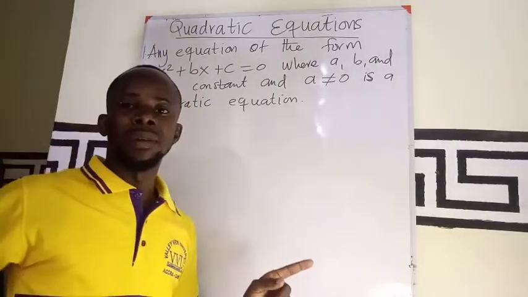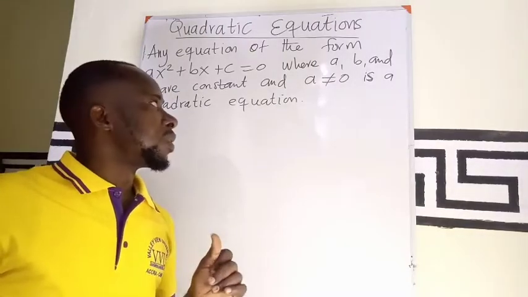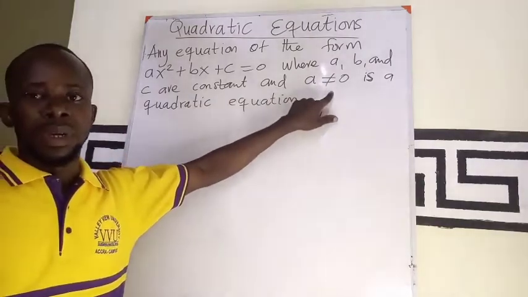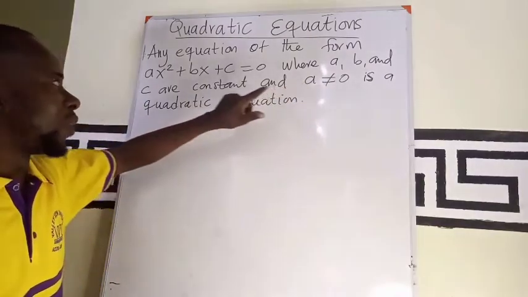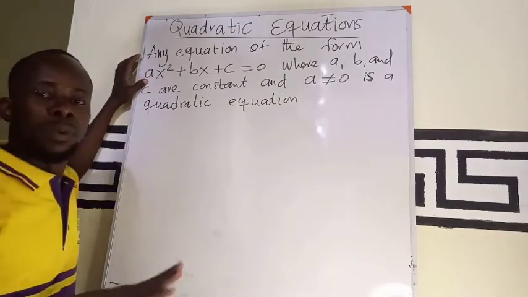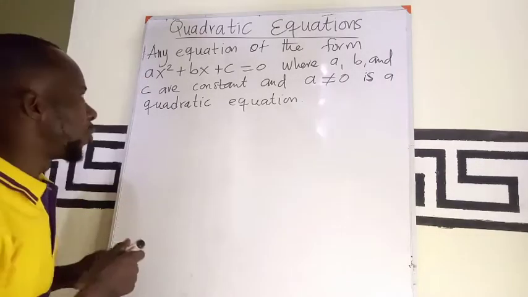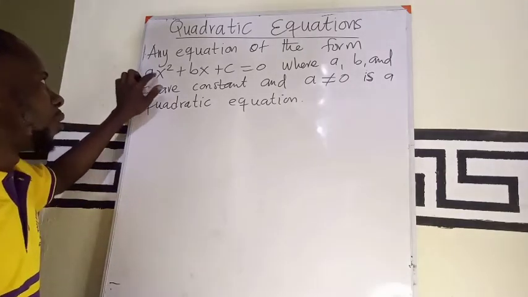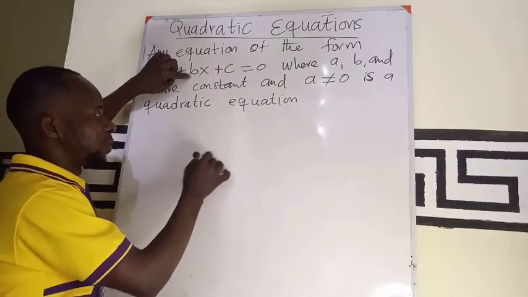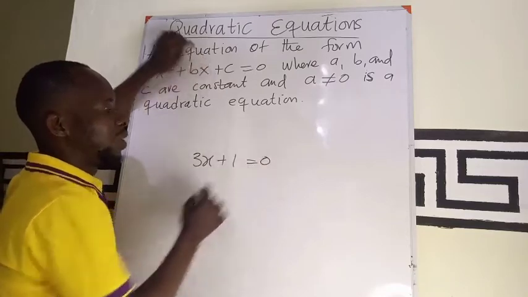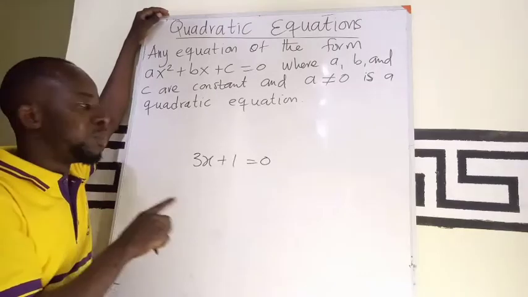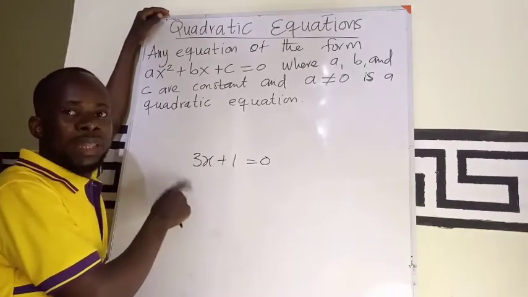plus bx plus c equals 0. So if you have any equation whereby the a is not equal to 0, simply put, we cannot have any equation whereby the x exponent 2 term will be missing. For example, if a is 0, it means that 0 will multiply x squared to make it 0. So we would be left with only 3x plus 1 equals 0. We cannot call this a quadratic equation because there is a missing x squared term.